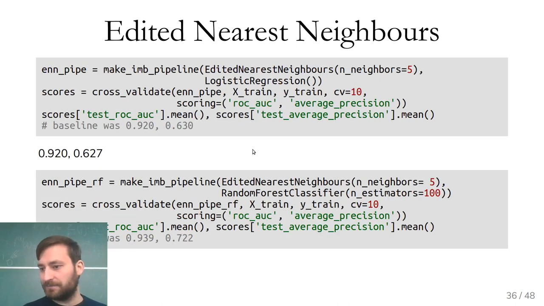Actually, if you look at logistic regression, the results are basically the same as they are for the baseline, and for the random forest, the AUC is about the same. The average precision is worse. So this is, okay, not very successful.